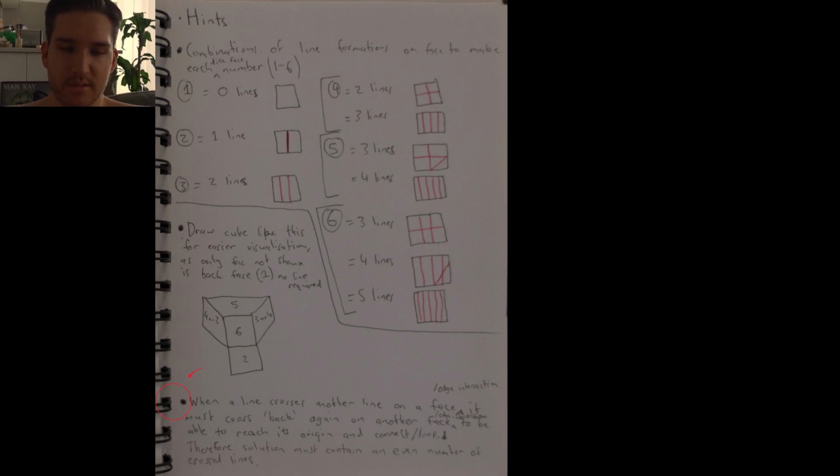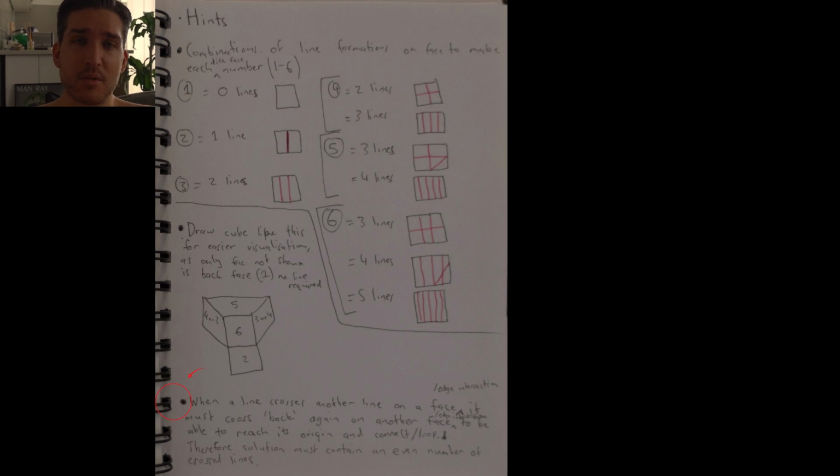The third hint. When a line crosses another line on a face or edge intersection, it must cross back again on another face or edge intersection to be able to reach its origin and connect the loop to where it started. Therefore, the solution must contain an even number of crossed lines. Now, I don't know how I figured this out back in 2019, and I don't know if that's actually technically true. I guess it is, I have no idea. Can somebody give a proof for that as well?